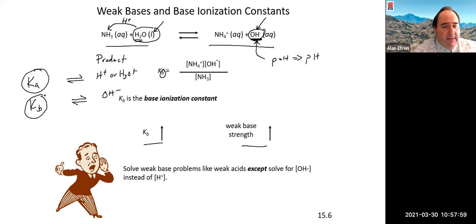If you look on the product side and you see H plus or H3O plus, it's probably an acid type problem, and you should probably be using a Ka value. If you see hydroxide there on the product side, it's probably a base type problem and you should be using a Kb value. Any questions on that there?